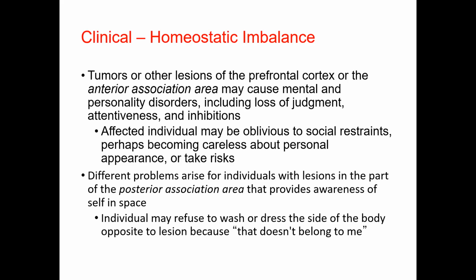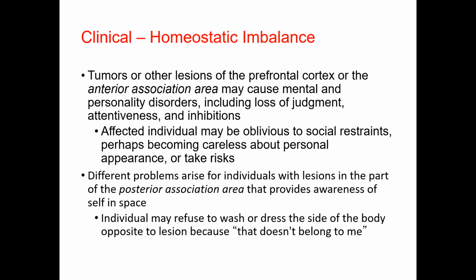Now, problems with our prefrontal cortex. A person who starts showing irregular behavior in the anterior association area may have a tumor. They may start showing irregular behavior. They may have personality disorders. They may change from happy to sad to angry, one after another. They may lose their inhibitions. They may lose their ability to make good judgments. They may not pay attention. They may ignore the normal social restraints.